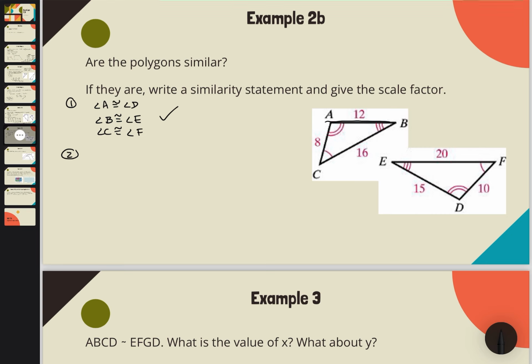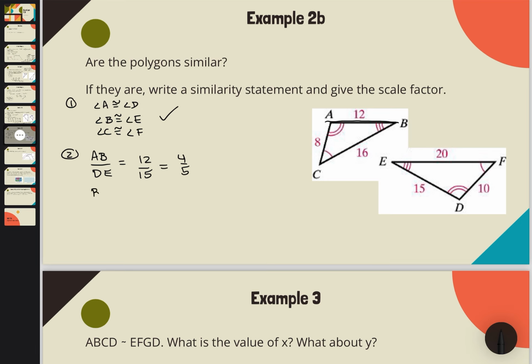I'll start with side AB. What would my corresponding side be in the other diagram? So AB would correspond with DE, okay? So that's going to be 12 to 15. I can simplify that a bit. That'll be 4 to 5.